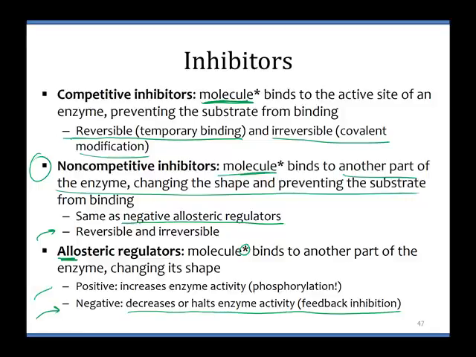A positive allosteric regulator will bind to another part of the enzyme and increase the enzyme's activity. Phosphorylation is actually a form of positive allosteric regulation. Phosphorylation changes the enzyme shape and activates the enzyme. Usually the way it activates an enzyme is it opens up the active site. Going back to negative allosteric regulation, it is often used during a process called feedback inhibition. We'll see that in just a few slides.